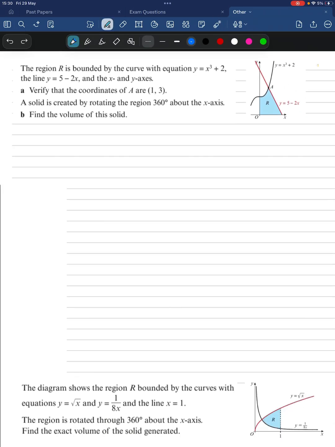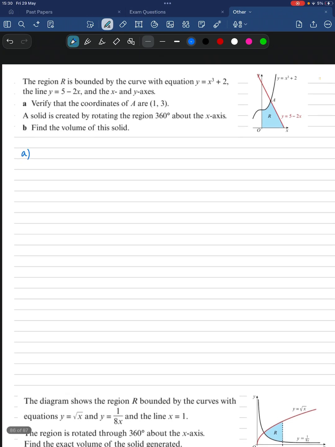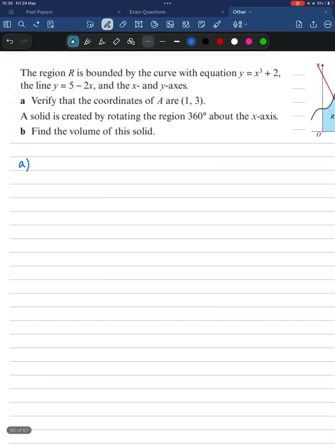So, oh, but you already told what this point is, 1, 3, so part A is to verify that. So verify that the coordinates of A is 1, 3. So, all we do is we plug it into the curve.